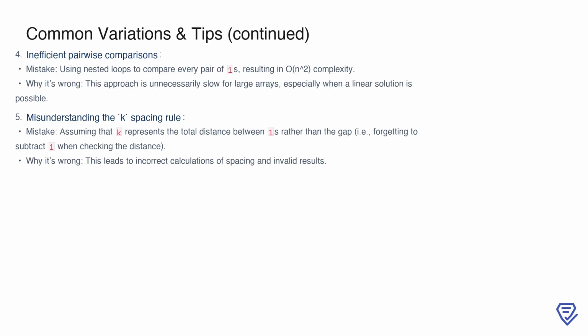Additionally, misunderstanding the problem's k-spacing rule can lead to mistakes. Some assume that k represents the total distance between the indices of 1s, forgetting that the actual gap should be the distance minus 1. For example, if two 1s are 5 indices apart, the gap is 4, not 5. Misinterpreting this rule results in incorrect spacing checks and invalid results. Keeping these points in mind is crucial for avoiding common errors and building a robust solution.